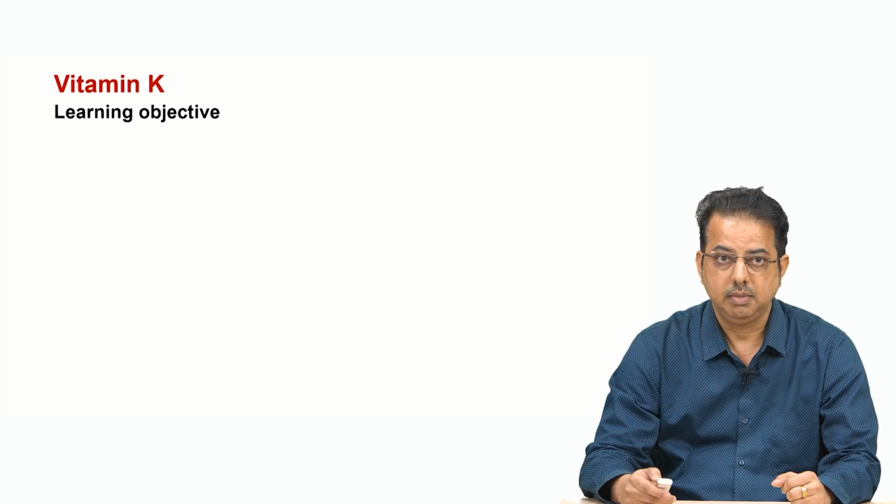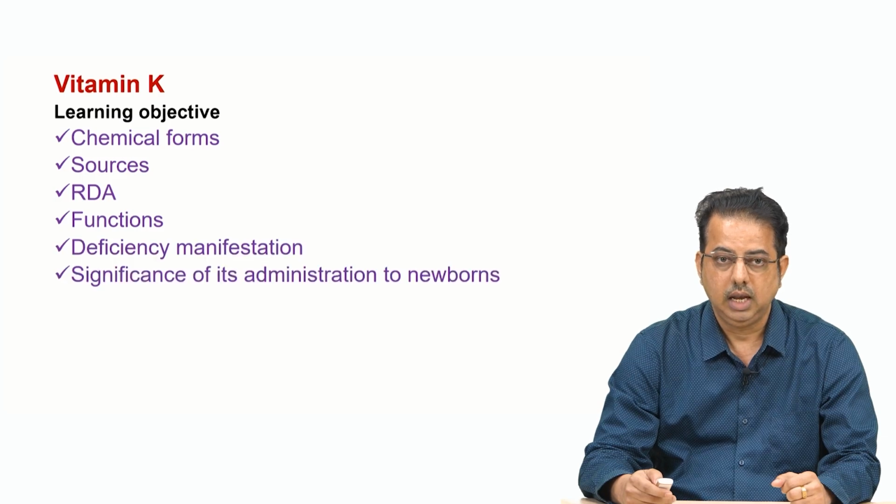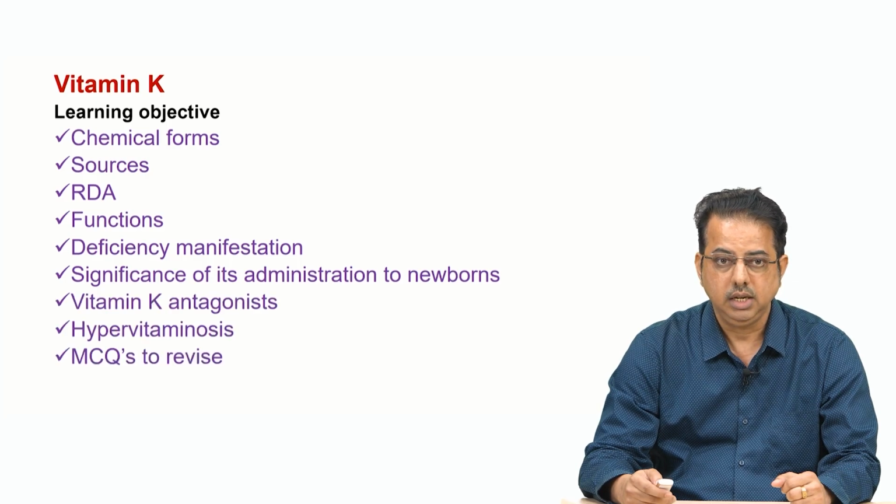First, I will take up vitamin K under the following headings. We shall study first the chemical forms and sources of vitamin K, followed by RDA and function of this vitamin. Next, we will discuss the deficiency manifestation and significance of its administration to newborns. And finally, we will discuss vitamin K antagonists and hypervitaminosis. At the end of this video, we will take up some MCQs to revise the topic.